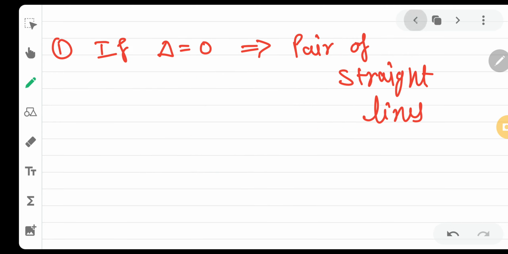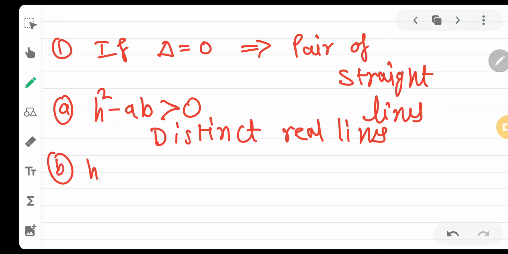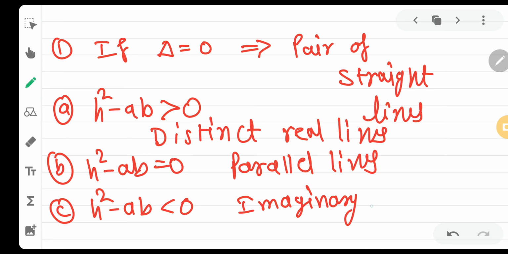Okay, then there are three more conditions which you need to understand, which are over here. If delta equal to 0, then it is a pair of straight lines, but if h square minus ab is greater than 0, then it is distinct real lines. Okay, and if h square minus ab is equal to 0, parallel lines or coincident lines. Okay, and if h square minus ab is less than 0, imaginary lines. Okay, this is something extra which I am telling you.